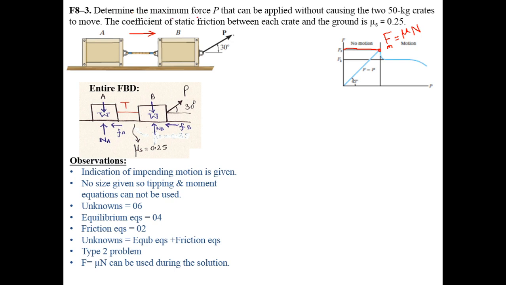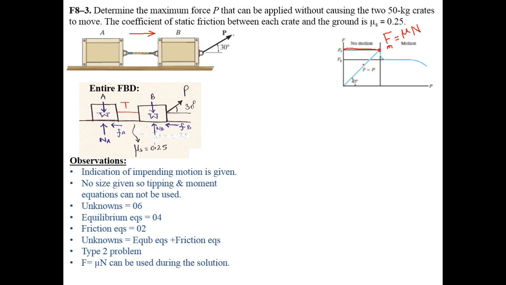So they say that we have to find out the value of maximum force P that can be applied without causing the 250 kilogram crates to move. Now this is a very important statement, the first line. You have to focus that they are saying that without causing the 250 kilogram crates to move simultaneously. This means that this force P will be a value that is about to initiate motion of block A and block B simultaneously.